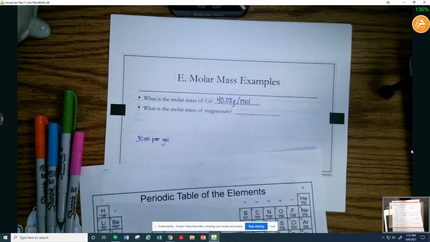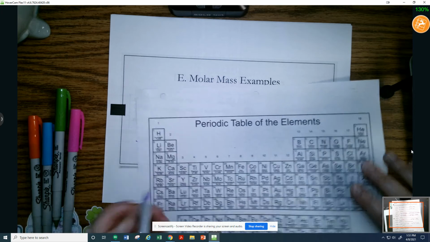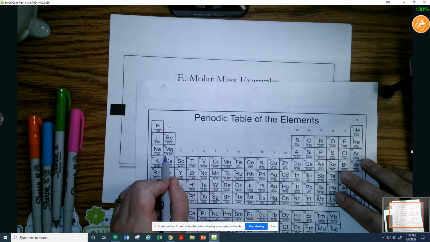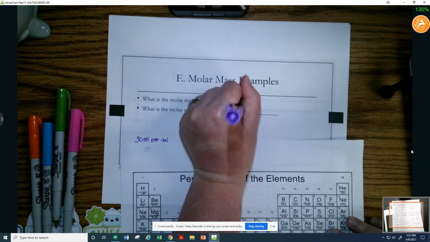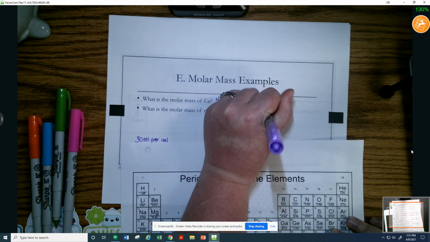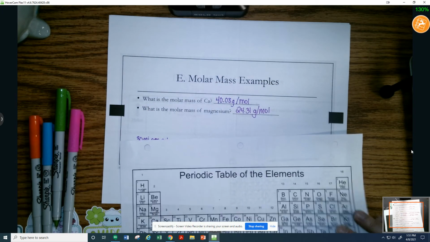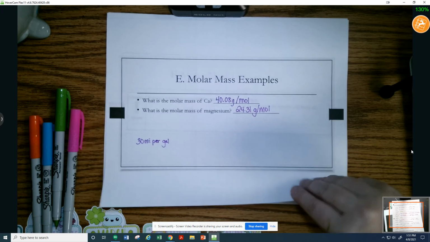So again, we can compare these numerically. So magnesium, you go to its spot on the periodic table. It's atomic number 12, 24.305. You can cut that off to the hundredths place, so we'll say 24.31 grams per mole. And that's how you find the molar mass of an element. We'll talk more about molar mass of compounds in our next topic.